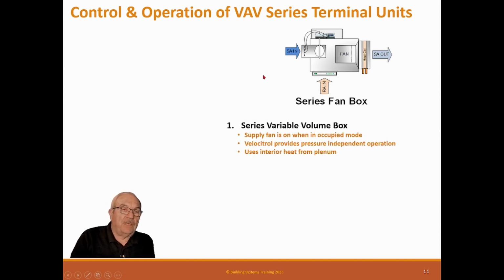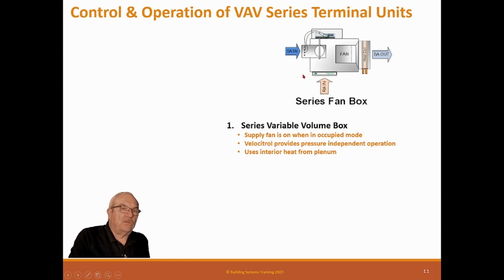And a series fan box, supply fan is on when the unit is in the occupied mode. So this unit has a regular VAV box right here, the valve, and a controller and a ring pitot. Then it has a fan down here in series that pushes the air out to the space. And then it has an inlet from the plenum with a filter on it.